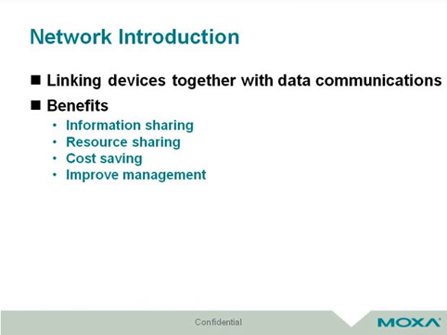Cost saving. Follow the example of resource sharing. You don't have to buy two printers for PC A and PC B. You only need to buy one printer and share it with all network that every PC in this network can use it. It saves money. Improve management. Since you can connect all the devices together by network, you can manage all these devices by a central system which helps you to save resource and time. These four benefits make network everywhere now, in most cases. We want everything to go on network.